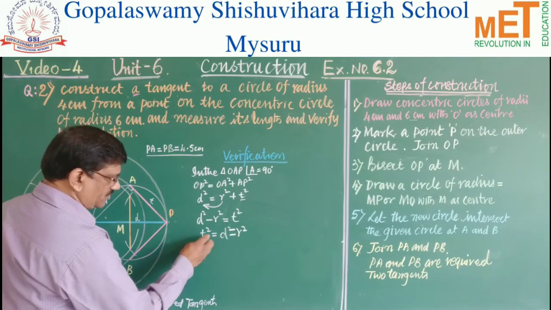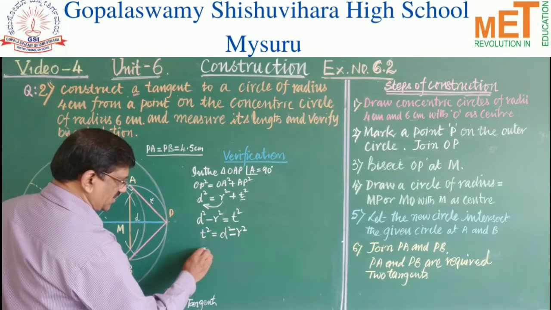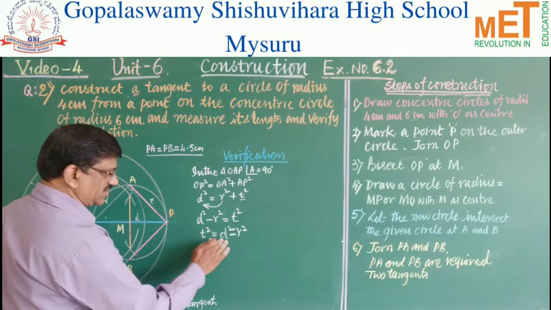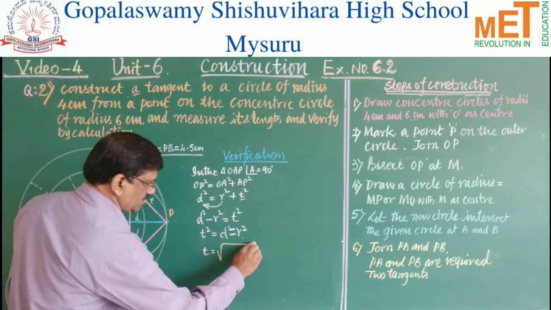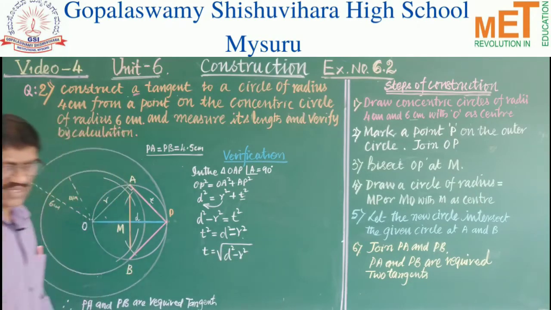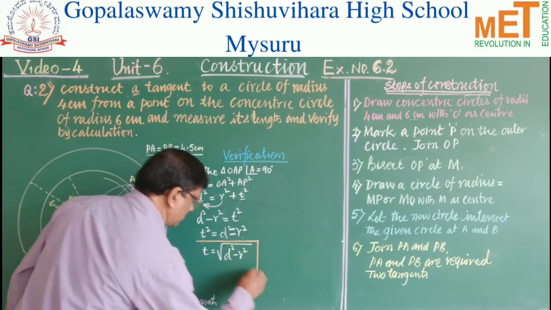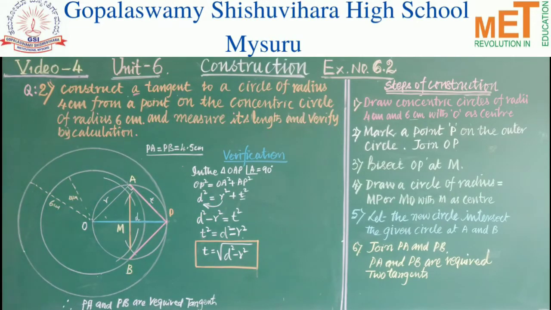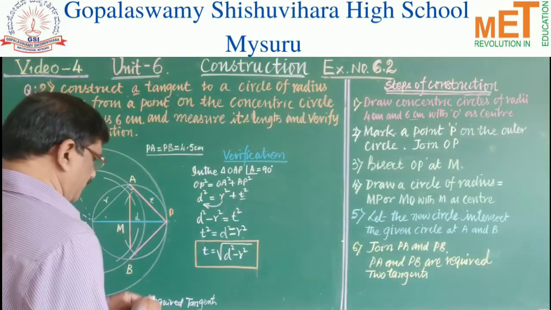So if you remove the square on the left hand side, that is on T square, then T is equal to, whenever we remove the square on the left hand side, the terms on the right hand side will get the square root, square root of D square minus R square. Understood, children? This is the formula you have to remember while calculating the length of the tangent. Understood, children?